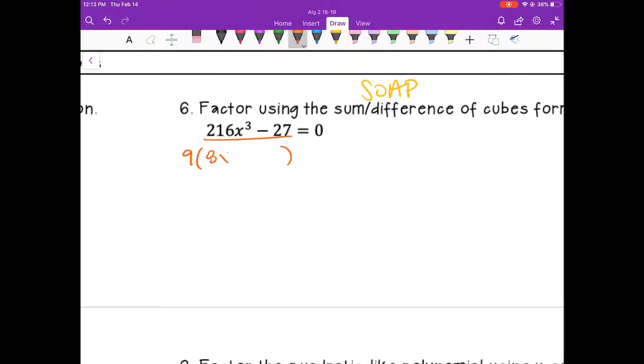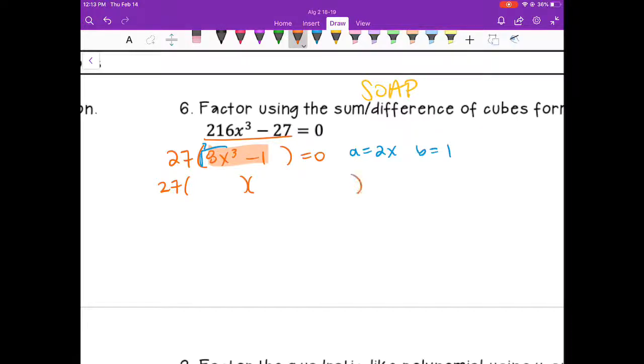I'm left with 8x cubed minus, oops, sorry, not 9, 27. I can take 27 out of both of those, and I'm left with 8x cubed minus 1 equals 0. Now I still have a difference of 2 cubes, so I can still use SOAP. I just have different values. So my a is going to be the cube root of 8x cubed. Well, that's 2x. My b is going to be the cube root of 1, which is 1.